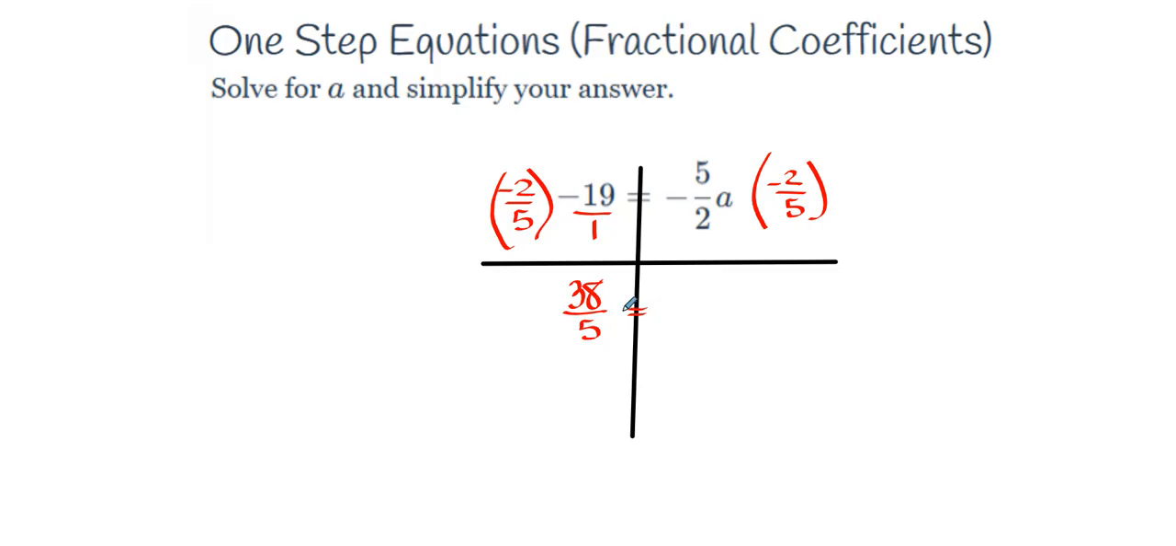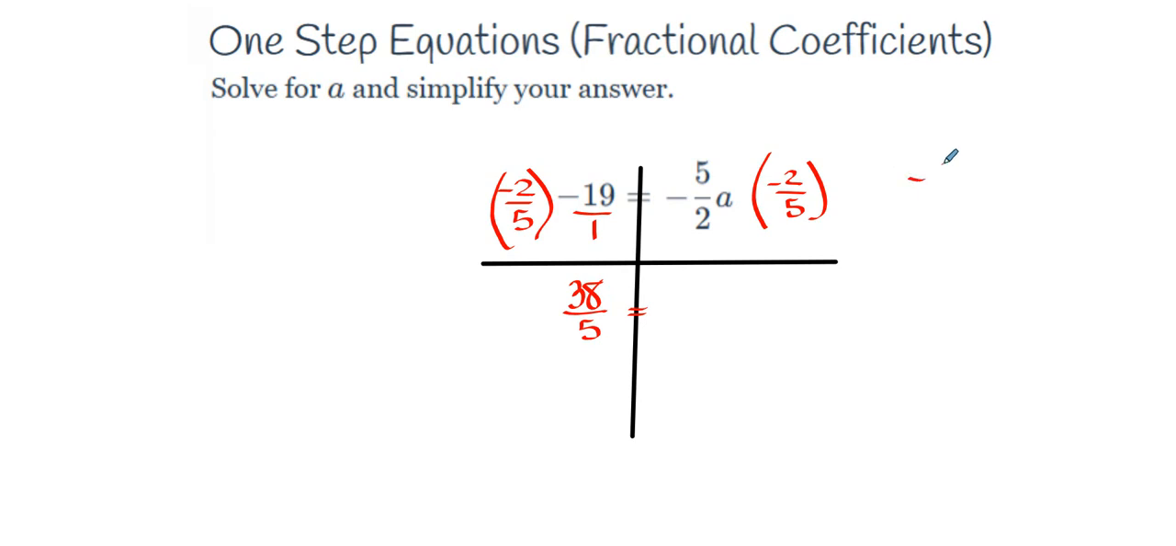So the only thing that really changed at this point is that we changed a negative times a negative to a positive. I would like to try and reduce 38 over 5, but the only thing I can reduce the number 5 by is by 5. And unfortunately, 38 doesn't divide by 5.